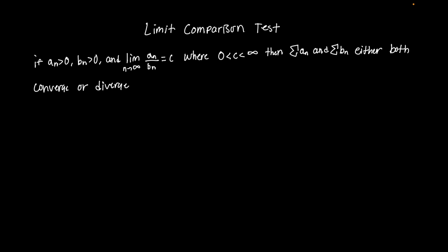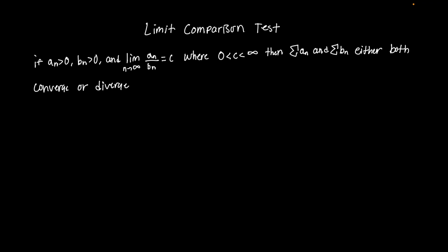The whole idea is that instead of asking which series is bigger, instead of comparing them directly, we're going to think about the ratio. Does the ratio between them approach a positive finite number? If it does, then they're basically the same size. The math version of this is that if you have a sub n greater than 0, and b sub n also greater than 0, and the limit of a sub n over b sub n equals c, where c is a value between 0 and infinity, then both a sub n and b sub n either both converge or both diverge.